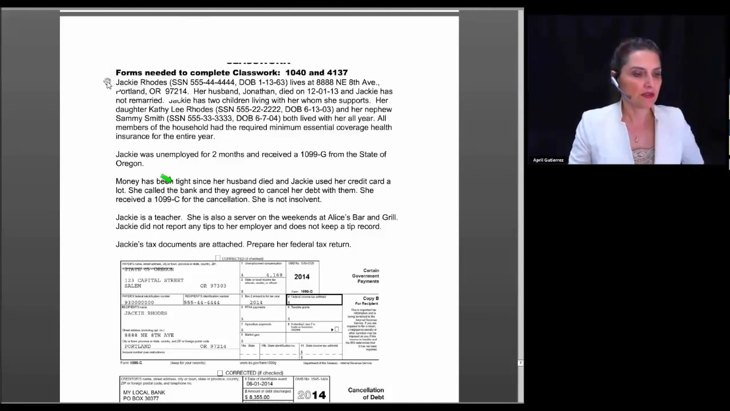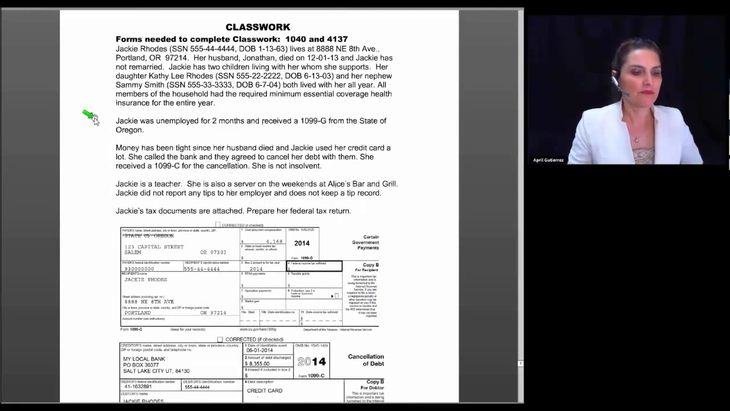And in our assignment here we have a character named Jackie Rhodes, who is a widow. Her husband Jonathan died in 2013 and she has not remarried. She has 2 children living with her whom she supports, her daughter Kathy Lee and her nephew Sammy. They lived with her all year and were members of her household. They all had the required health insurance premiums for the year.